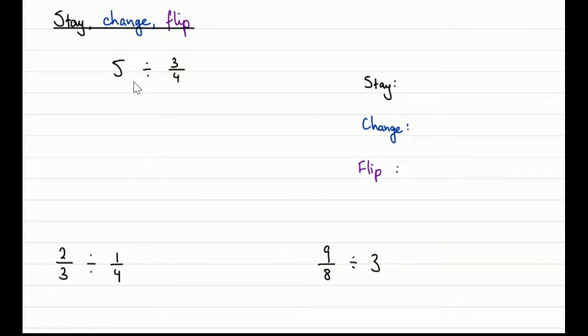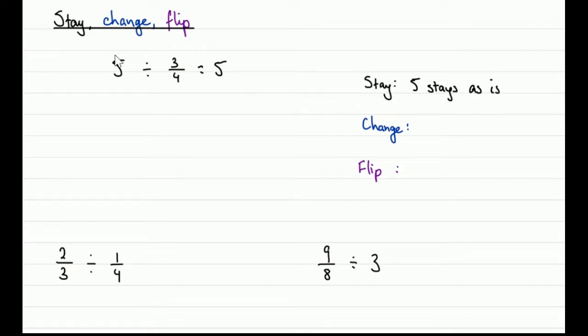So suppose I've got 5 divided by 3/4. So I've got a whole number divided by a fraction. So again, what this kind of means is how many times can I get 3/4 into 5. So to do my stay, change, flip, my first part, that 5, stays as it is. So the stay part is that 5 doesn't change. Don't need to do anything.